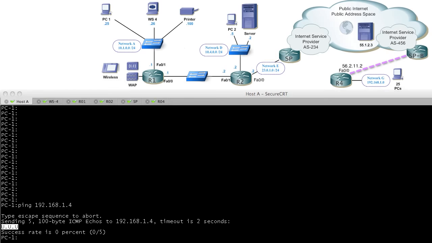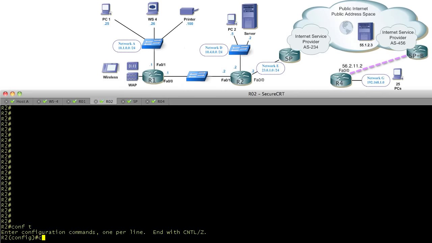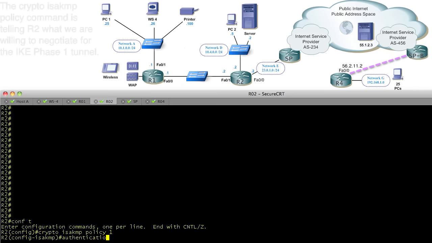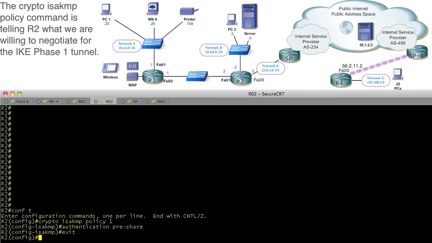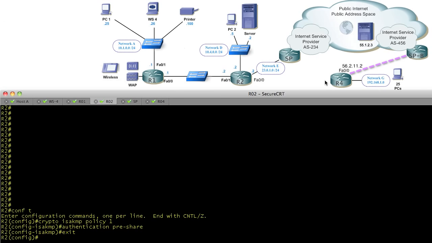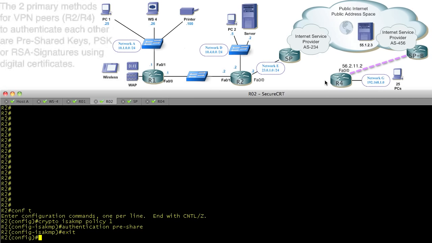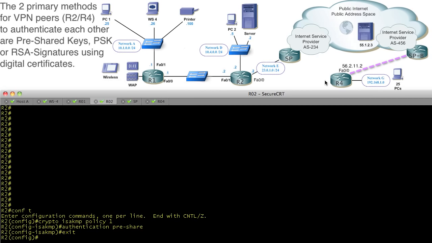The very first thing we're going to do is go to R2, and on R2, we need to specify the policy for the IKE Phase 1 tunnel. So we'll go over to R2, and the way we do that is really simple. In configuration mode, we're going to say crypto isakmp policy 1, and we're going to say we're going to use authentication of pre-shared keys. There's two primary methods for making two devices prove who they are to each other. One is to use RSA signatures, which is like a digital driver's license, and the second is to use a pre-shared key that they both have, that they can both use to help verify that the party on the other side is who they say they are.